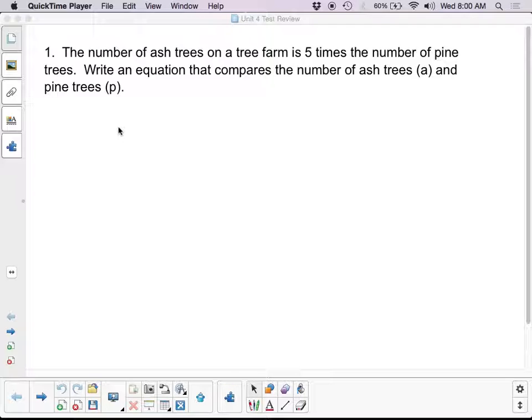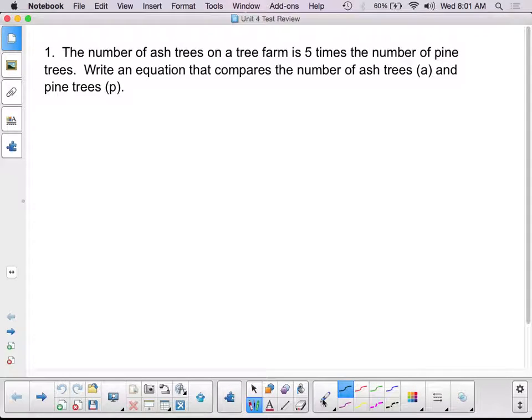Problem number 1 says the number of ash trees on a tree farm is 5 times the number of pine trees. Write an equation that compares the number of ash trees, and you're going to use the variable a, and pine trees, p. So when I look at the problem, I need to examine the information carefully. It says the ash trees on a tree farm is 5 times the number of pine trees. So however many pine trees you have, you're going to have 5 times as many ash trees.